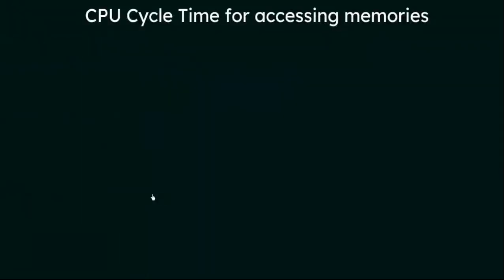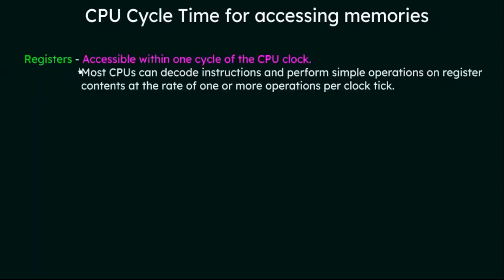Now the next topic that we are going to discuss is the CPU cycle time for accessing memories. We talked about registers and main memory. These are the two devices which the CPU can directly access. Now let us see what is the time that the CPU takes for accessing these two devices. First of all, registers. Registers are accessible within one cycle of the CPU clock.